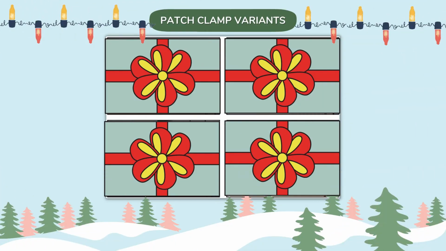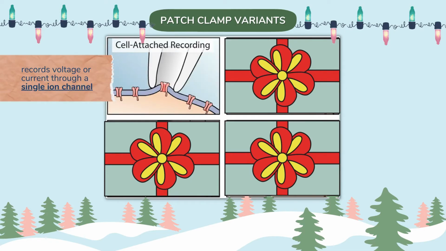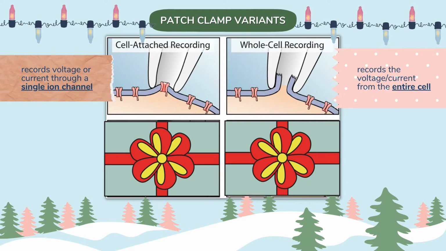But regardless of which variable is locked, the patch clamp technique has different variants depending on the nature of the patch. In cell-attached recording, the cell membrane is not disrupted. It records voltage or current through a single ion channel. This is used to compare the response characteristics of different channels. In whole cell recording, the cell membrane is disrupted and the interior of the tip with the recording electrode becomes continuous with the cell cytoplasm. It records the voltage or current from the entire cell.